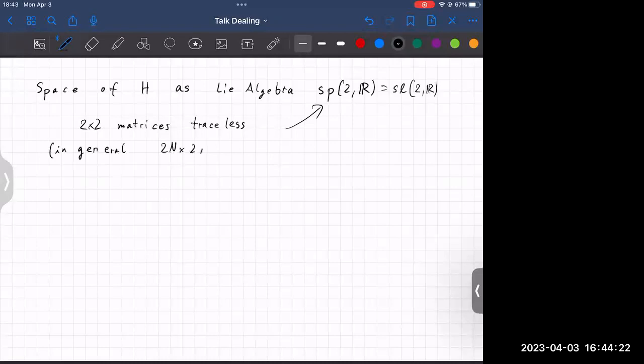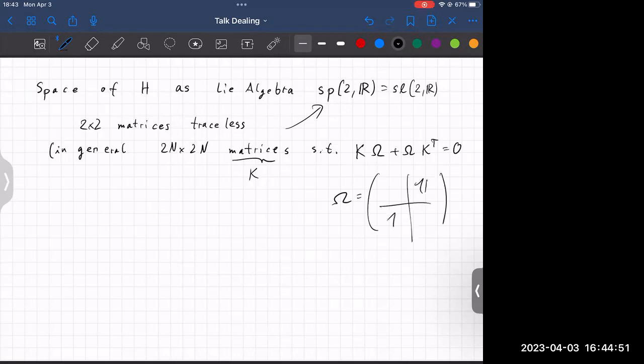In general, we have 2n by 2n matrices such that, I usually call it K, so the matrix I call K, such that K times omega plus omega K transpose is equal to 0, where omega in our standard basis of Q and P, I usually like to write like this, with respect to Q1 up to Qn, P1 up to Pn.